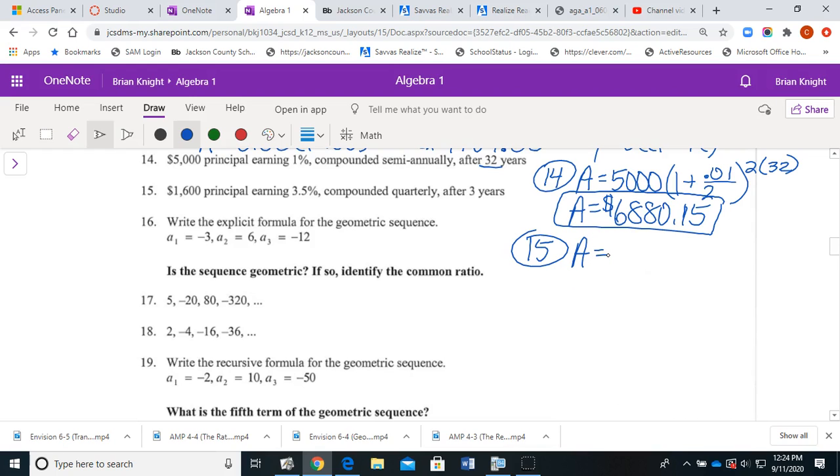15. How much are we starting with? 1,600 times 1 plus, what's my interest rate this time? 3.5, so that's 0.035. How many times are we compounding it? 4. Quarterly. So that's how many times in a year? 4 times. So 4, and then 4 times how many years? 3 years. That's not bad.